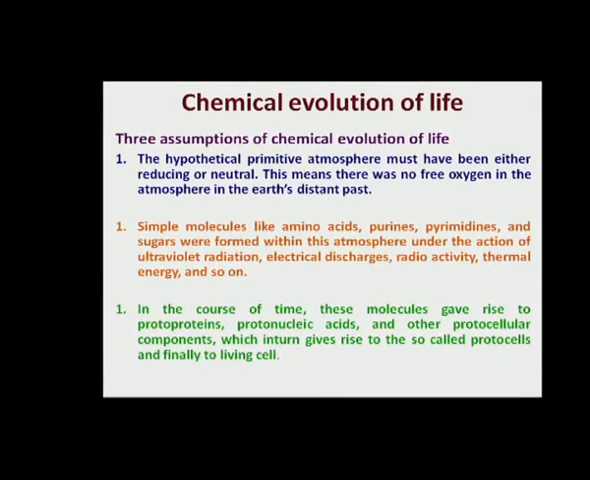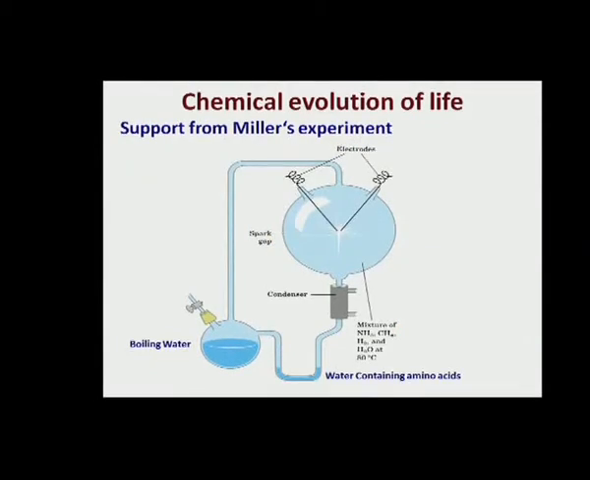So these are the three major assumptions in chemical evolution of life, and these assumptions were supported by a very seminal classical experiment by Urey and Miller, who synthesized amino acids from a mixture of ammonia, methane, hydrogen, and water at 80 degrees centigrade, using water vapor and some electrodes to simulate sparking. So by this we can assume that yes, the molecules can be synthesized in this reducing environment.